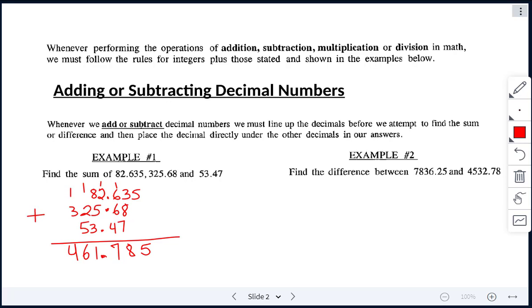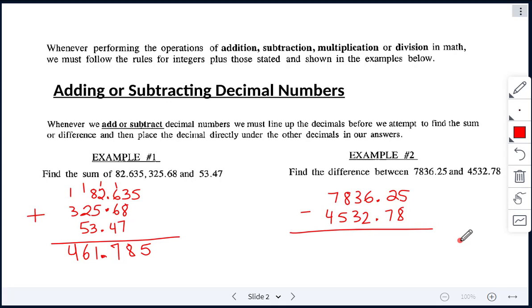All right, so our next example is find the difference between these two numbers. We are still going to line up our decimal places, and anytime we see difference, it means subtraction. All right, so 7,836 decimal 25 minus 4,532, and then decimal 78.